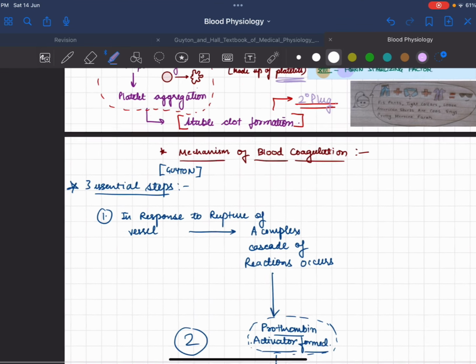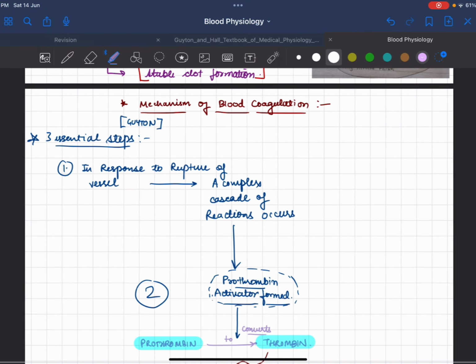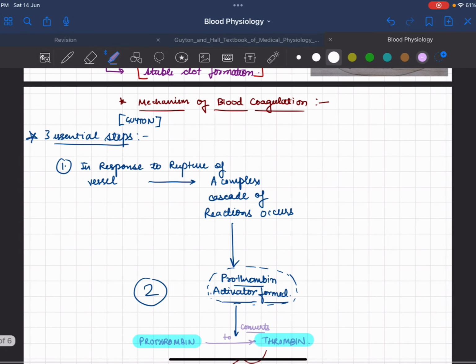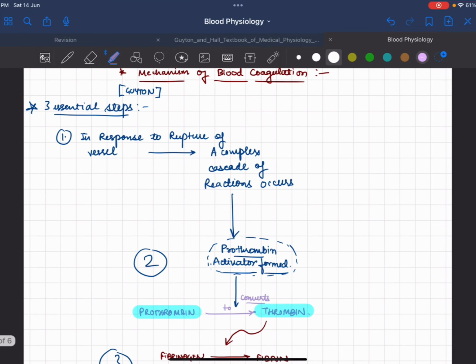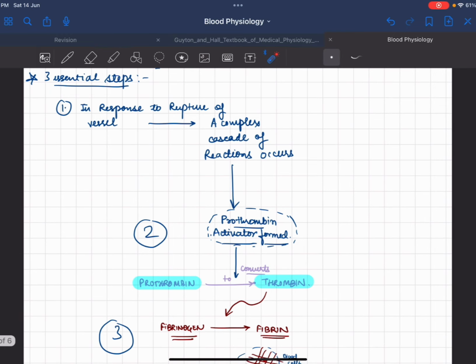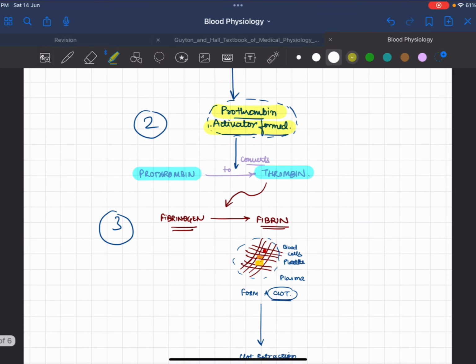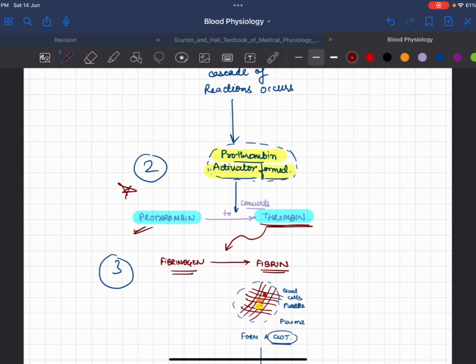Okay, so moving forward, we'll see the mechanism of blood coagulation. Okay, so in the process of blood coagulation, there are three essential steps. Firstly, in response to rupture of the vessel, a complex cascade of reactions occurs. So what happens? Prothrombin activator is formed. This is important. What does this activator do? It converts prothrombin to thrombin. Okay, this is the second step. The conversion is the second step.